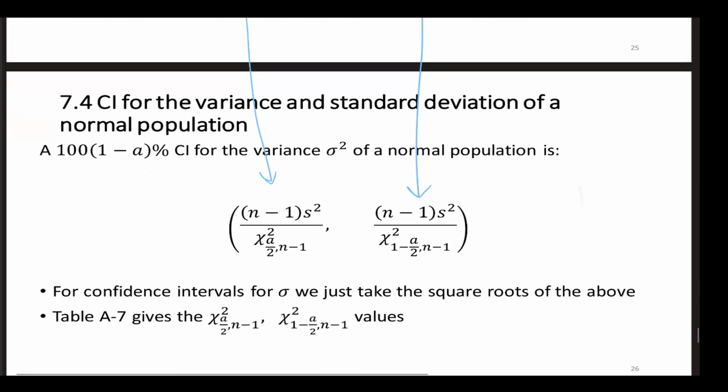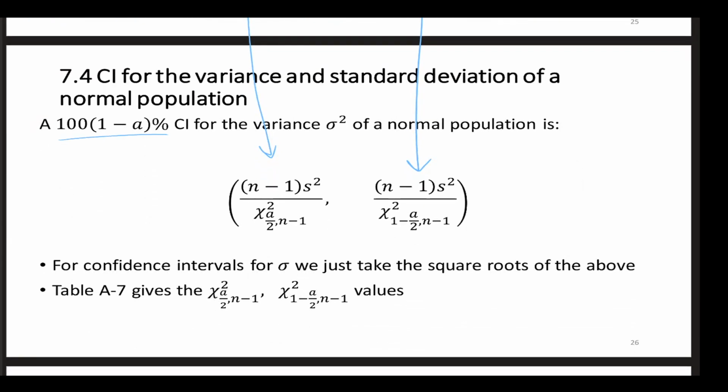So a whatever percent confidence interval for the variance sigma squared of a normal population. Oh, that's important. Highlight that. That's a normal population. So we are looking at the variance of a normal population. So we need to know that somehow. This is only valid for a normal distribution that we're trying to find the variance of.